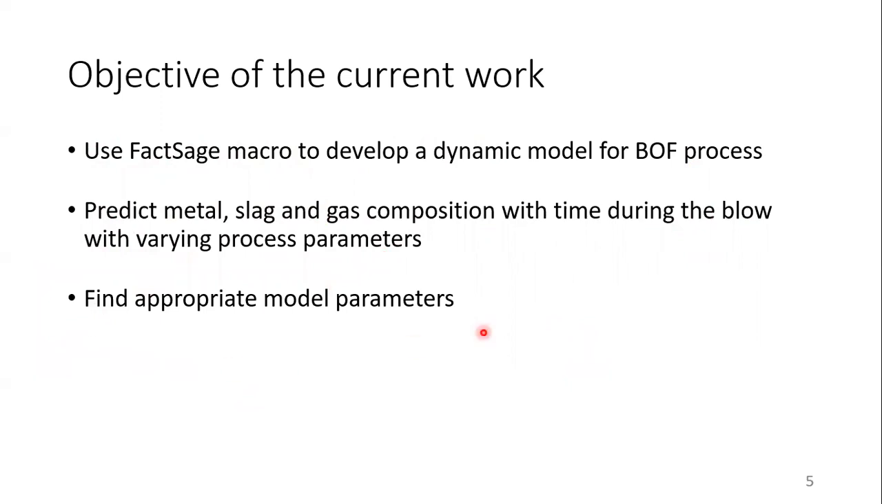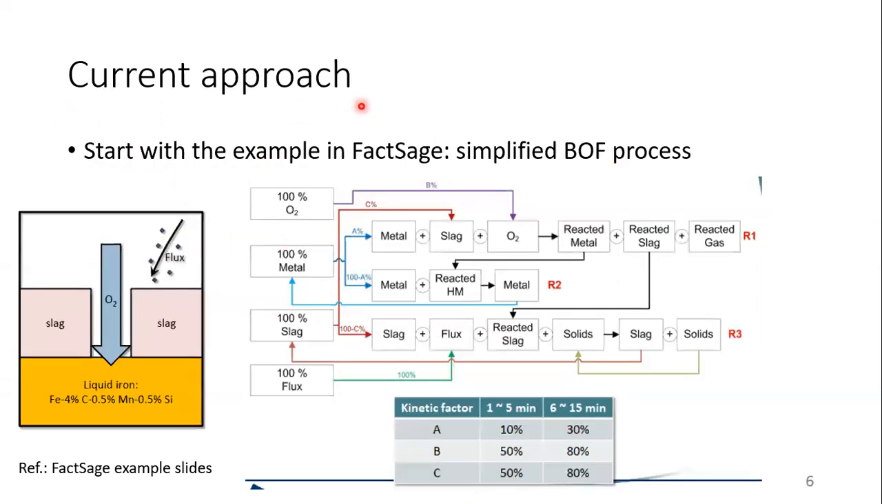And of course, one of the uses of such a model is to find appropriate model parameters for given process conditions. So the current approach is quite simple in the sense that we start with the example that is already provided in FactSage called simplified BOF process. In that, you can see there are three sort of reactors or steps that are involved in this process. What we have essentially in that example is liquid iron, and then we have slag. So there's flux injection and the oxygen injection.